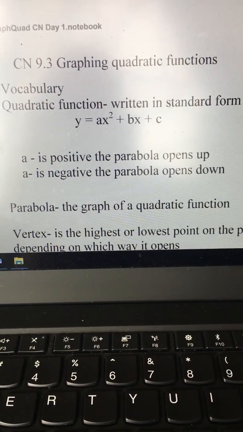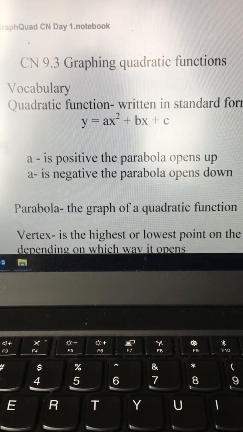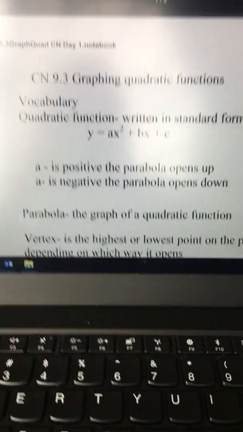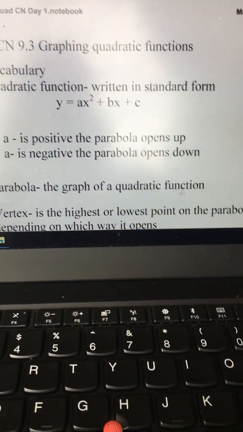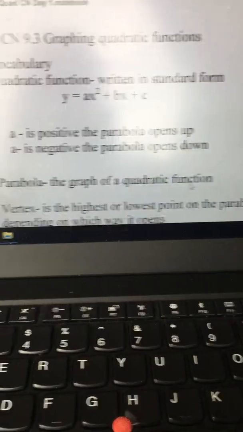Hi everyone, these are our class notes on 9-3 that you'll be taking on the 19th of March. We are going to be graphing quadratic functions, which we also did in 10-4, but we're going to use standard form instead of factored form.